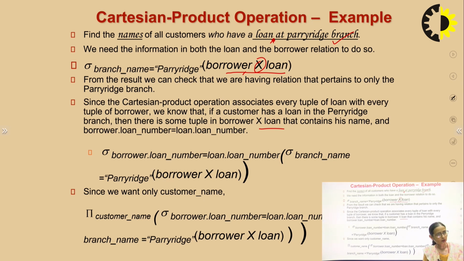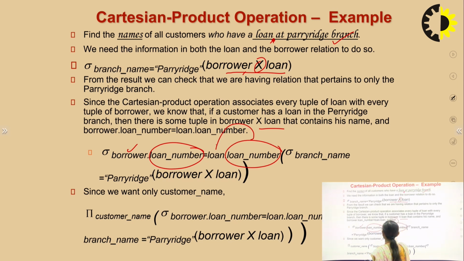Borrower dot loan number is equal to loan dot loan number. So how will you write the query? Borrower is my relation and loan number is my attribute. It should equal the loan number present in the relation loan. And here the branch name is Pararidge, and the cross product is of borrower and loan.